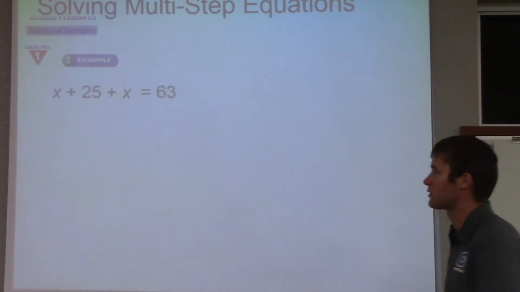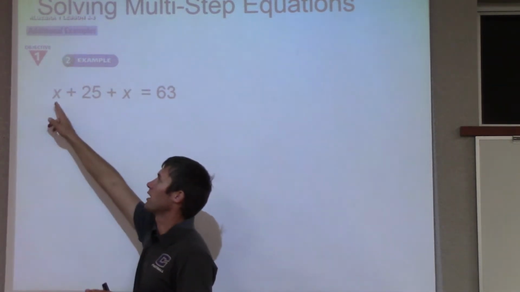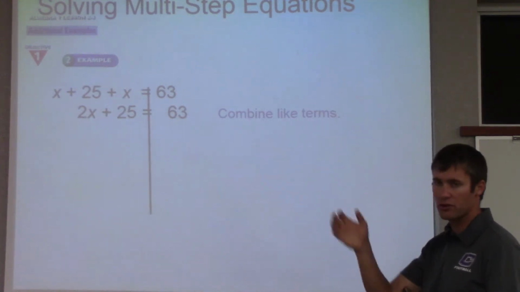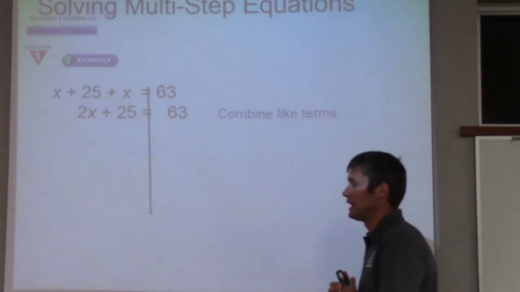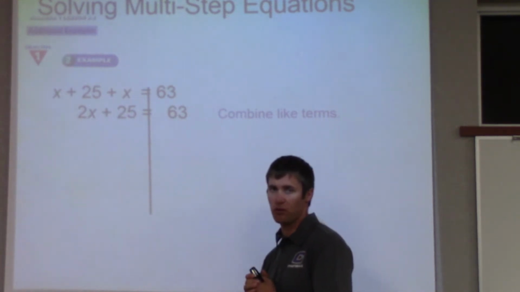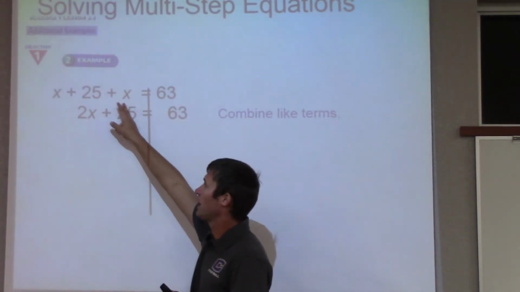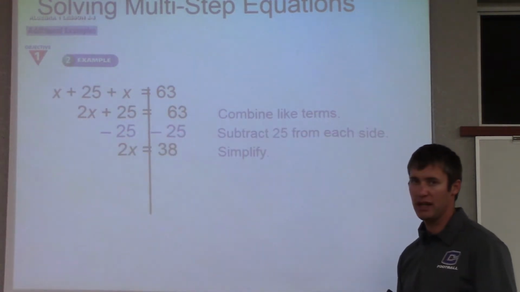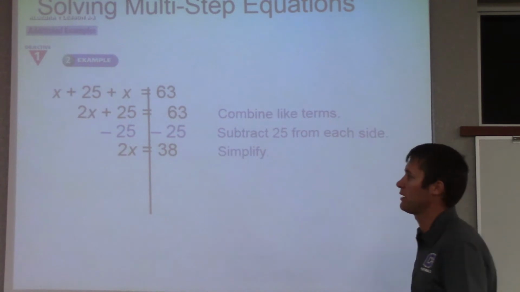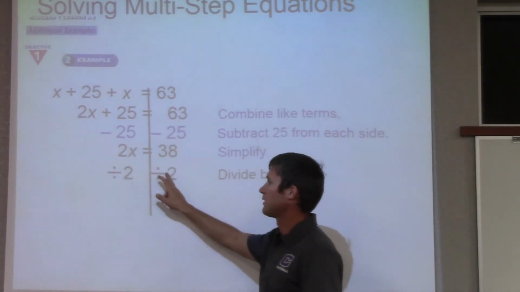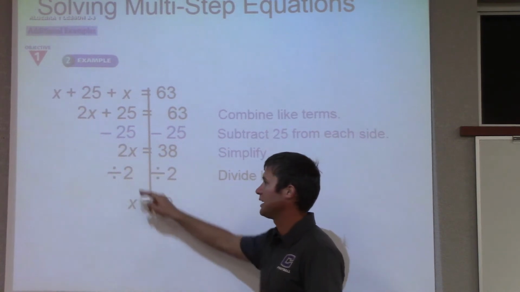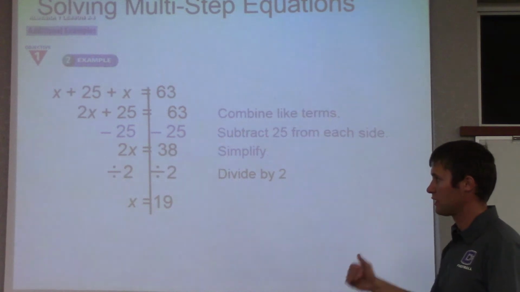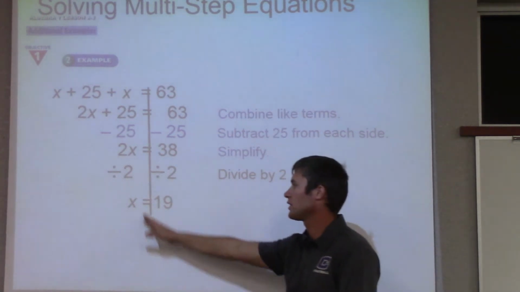Do we have any like terms? Again, if you look, you have x plus x, which would give me 2x. We want to combine those, and now we go through and solve it. We want to look at it again. We want to get rid of addition first. So if we're adding 25, then we subtract 25. That gives us 38. Then to get rid of the 2, we divide by 2. 38 divided by 2 would give me 19. These cancel off. So each time I want you to draw the river, draw this line right through here, and go from there.